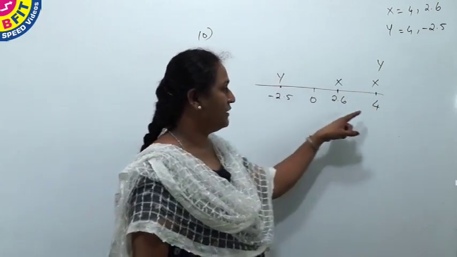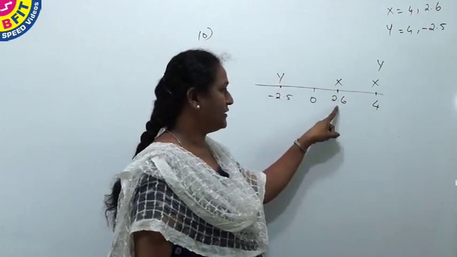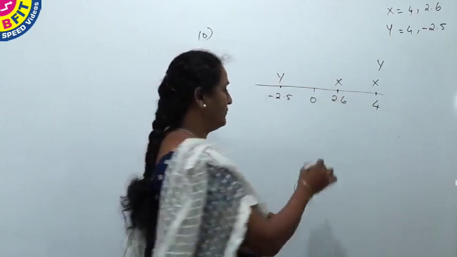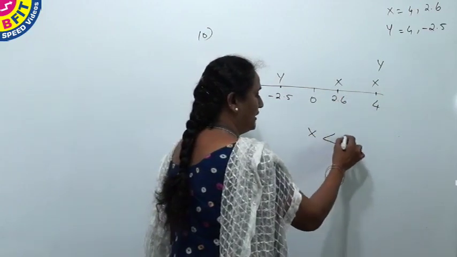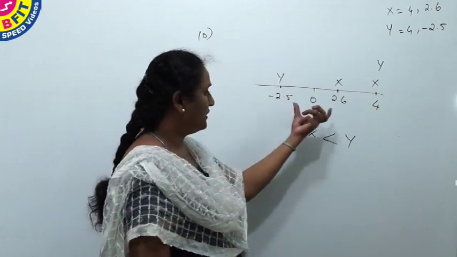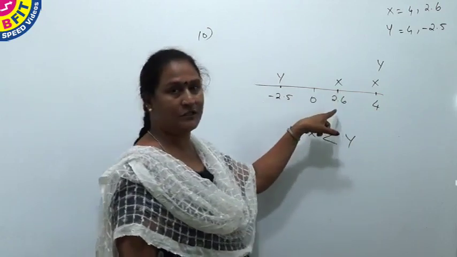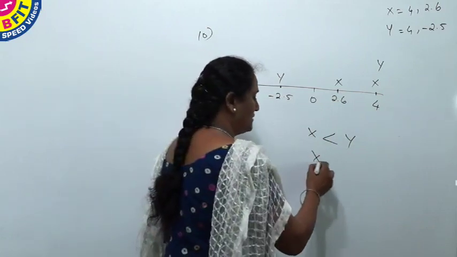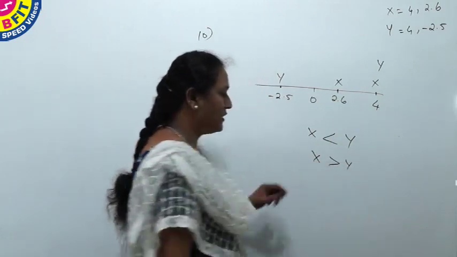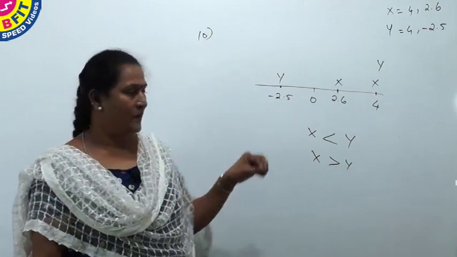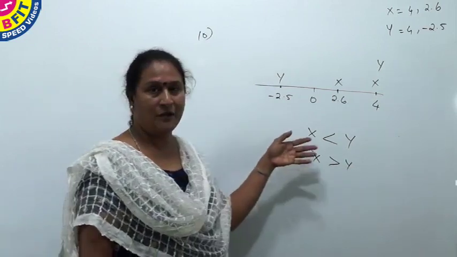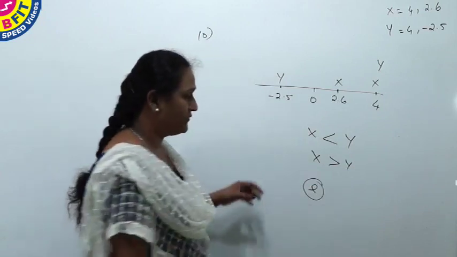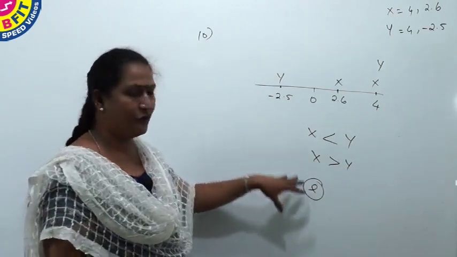So when you check here, 4 is greater than 2.6, or value of y is greater than x, or x is smaller than y. And with these two values, value of x, that is 2.6, is greater than minus 2.5, or x is greater than y. So in this case, the relation cannot be established. So clearly it will be option E. So friends, when the relation cannot be determined, go for option E.